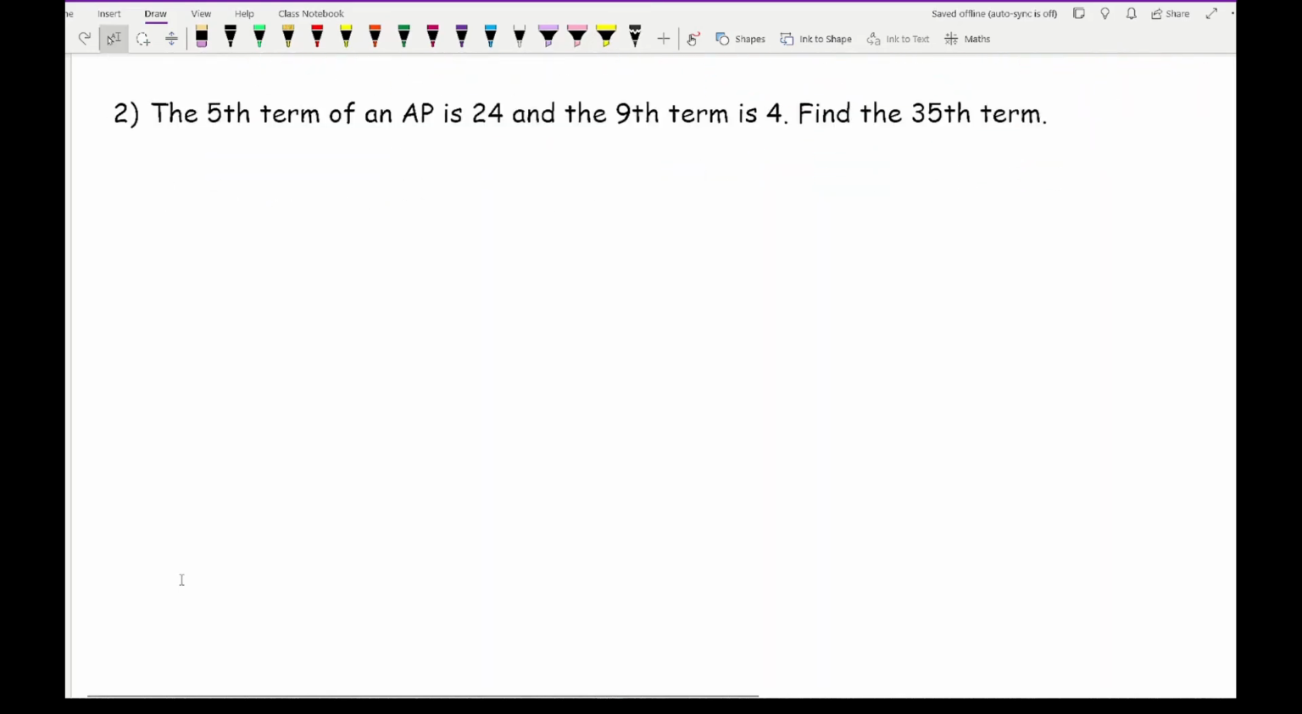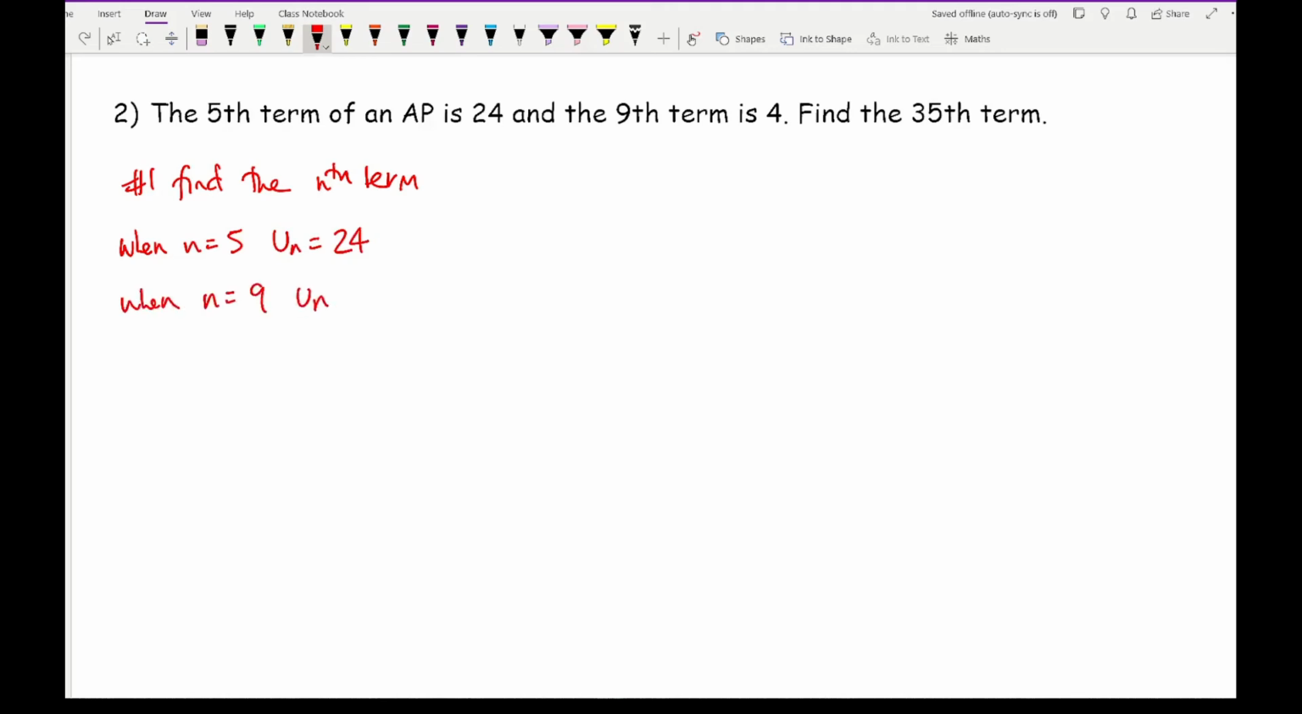So now let's have a look at our second type of question. It says that the fifth term of an AP is 24 and the ninth term is 4. So we can notice straight away that this arithmetic progression is going to be decreasing. And the question is asking us to find our 35th term. Now the first thing we want to do here is find the nth term. To do that, I need to use the information that's given to me. So when n equals 5, un equals 24, and when n equals 9, un equals 4.